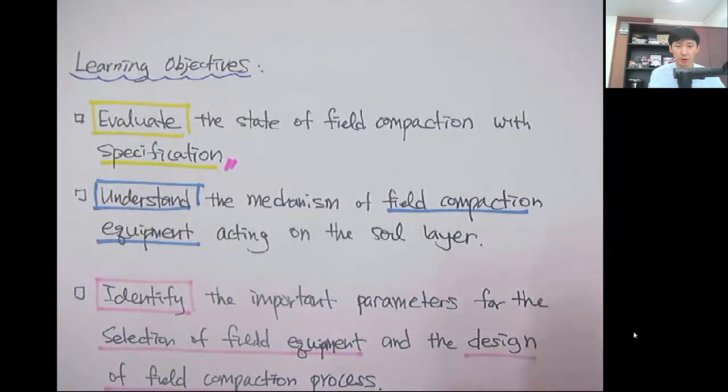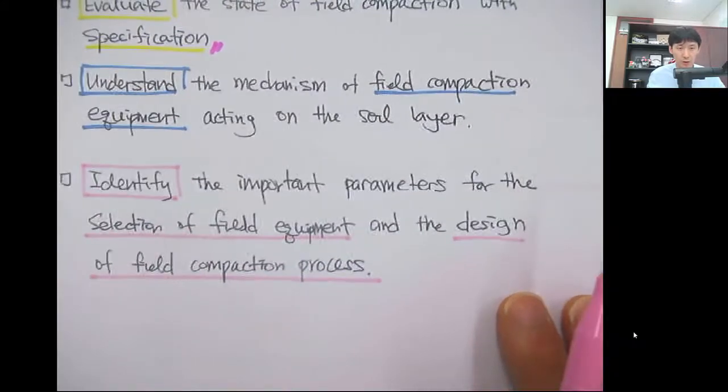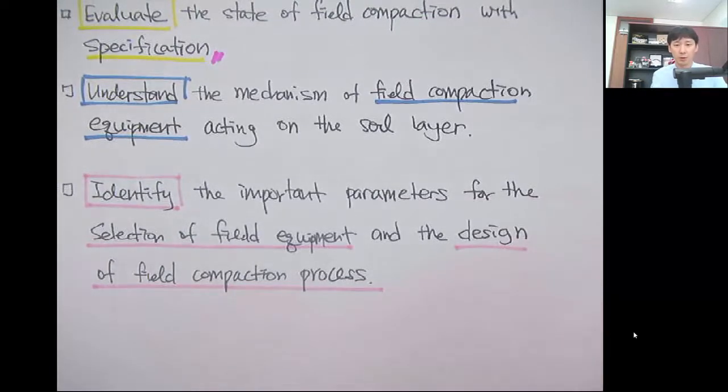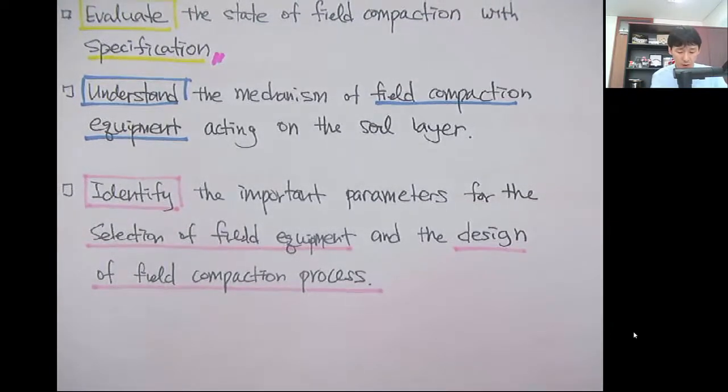So we'll see what different kinds of field compaction equipment there are and how they apply the external force to the soil layer. And the third objective is to identify the important parameters for the selection of field equipment and the design of the field compaction process.